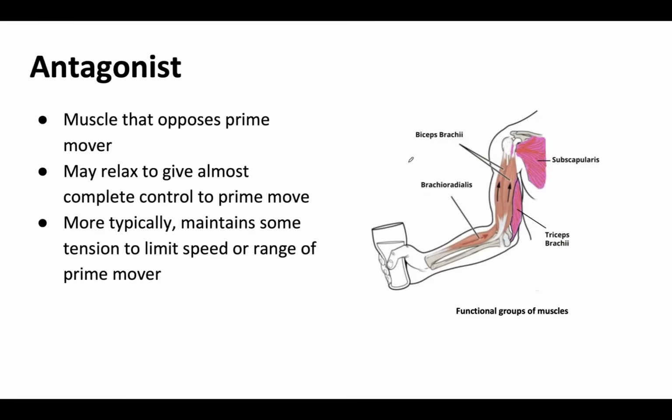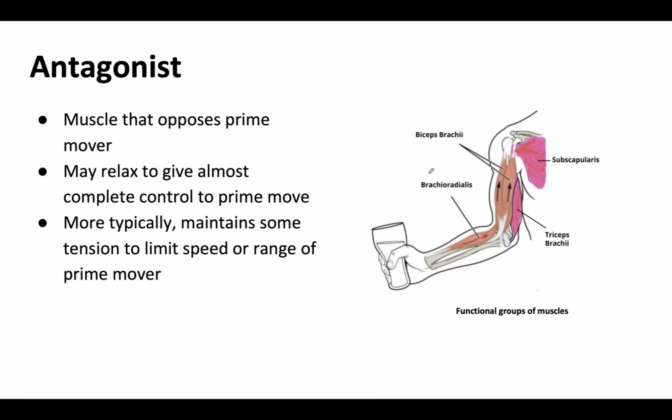The antagonist in this functional group opposes the prime mover. So this may mean it can completely relax or almost completely relax to give control to the prime mover. This is pretty rare, actually. Generally, the antagonist maintains some form of tension to limit the range and the speed of the prime mover. It often acts as a brake, so the other action isn't too powerful.